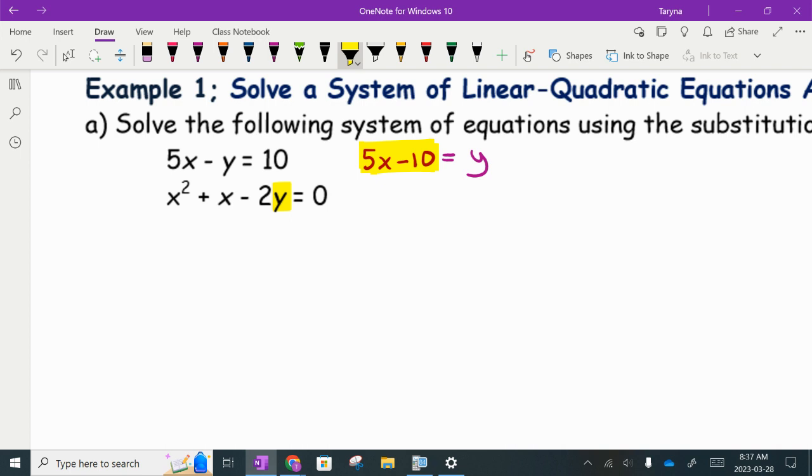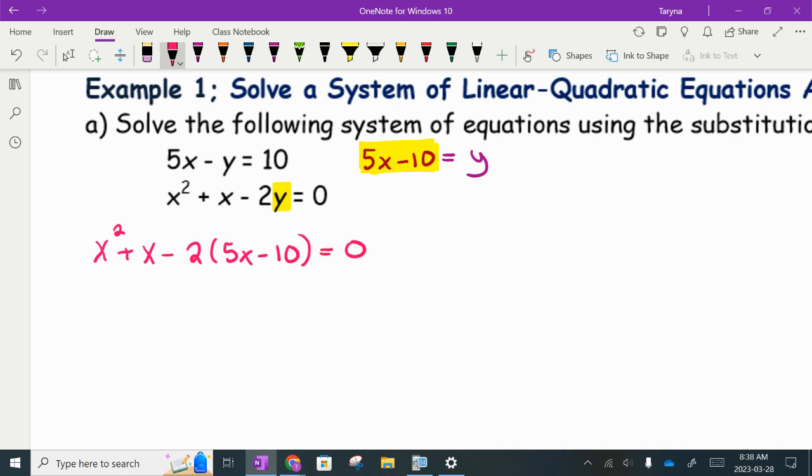So this is not obviously exactly the same as we did in 10C, but it's very similar, right? It's the same process. It's just in 10C, once you did your substitution, you always ended up with a linear equation, right? Here, if we're doing a linear and quadratic, we're going to end up with quadratic equations. So away you go. So we have x squared plus x minus 2 times 5x minus 10.